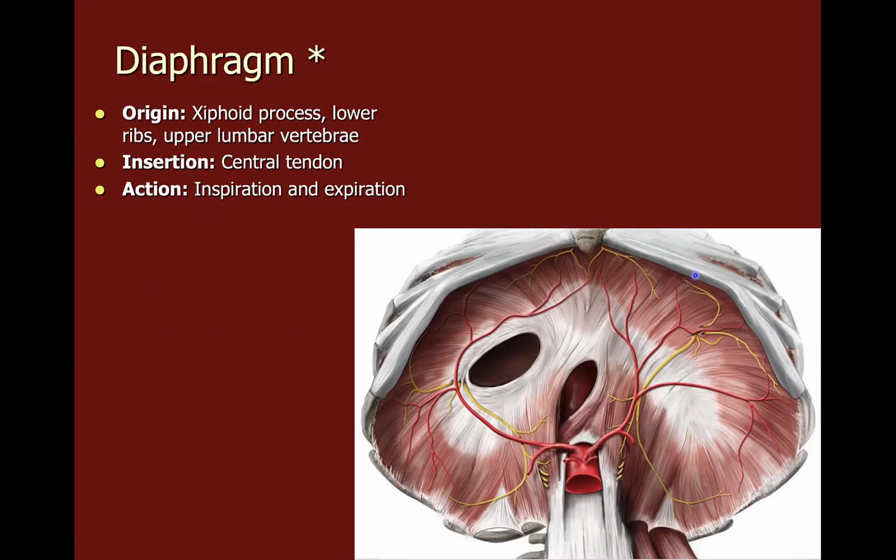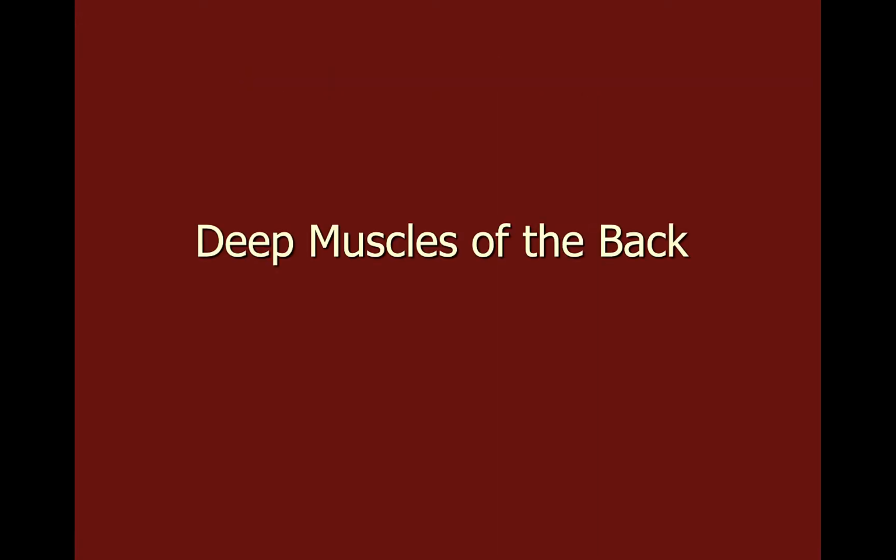Looking a little bit closer here, we can see the origin is here at the xiphoid process along our lower ribs, and then back to our lumbar vertebrae. Our insertion is this central tendon here, and when we contract and relax, its actions are inspiration and expiration. Go ahead and practice for a few minutes, and we'll finish up with muscles of the back.